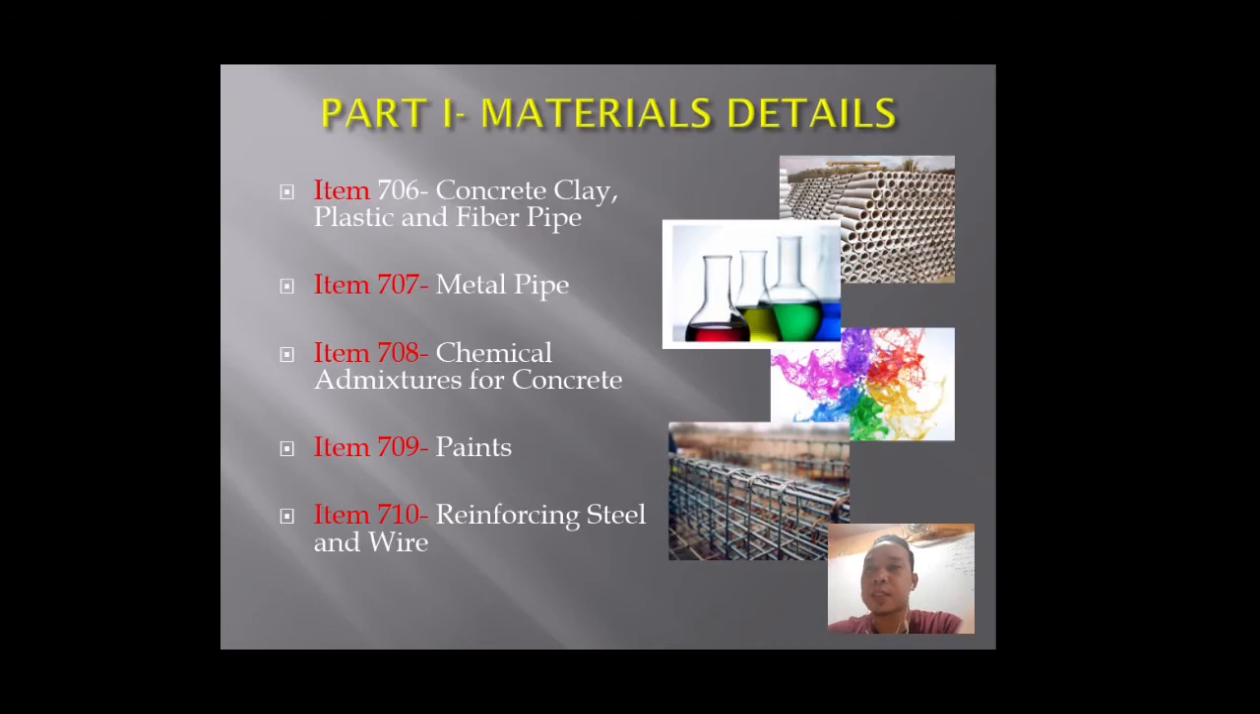So, let us start. These are the items to be discussed now. Part 1, materials details. Item 706 talks about concrete, clay, plastic and fiber pipes. Item 707 talks about metal pipe, and Item 708 chemical admixtures for concrete. Then Item 709 talks about paints, and lastly Item 710 about reinforcement steel and wire.